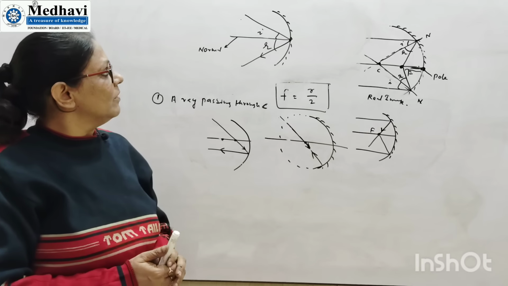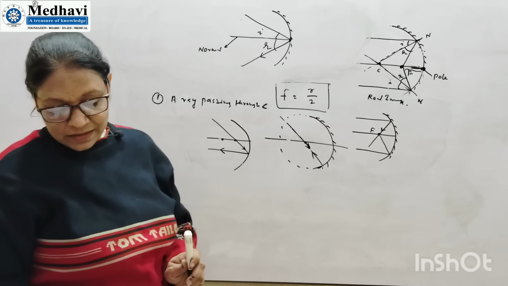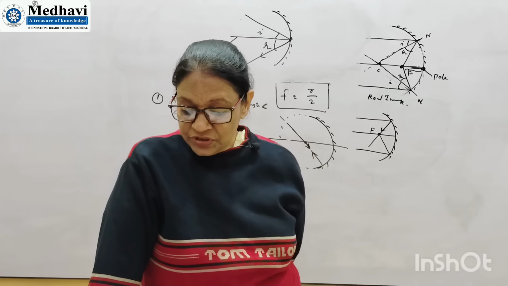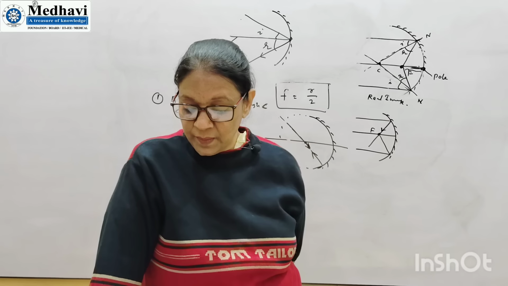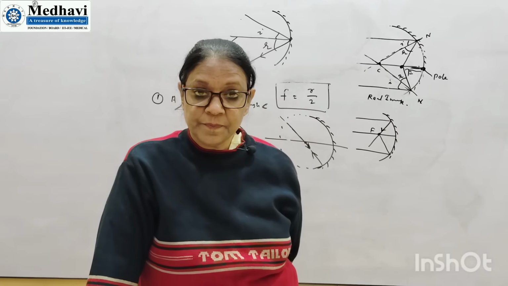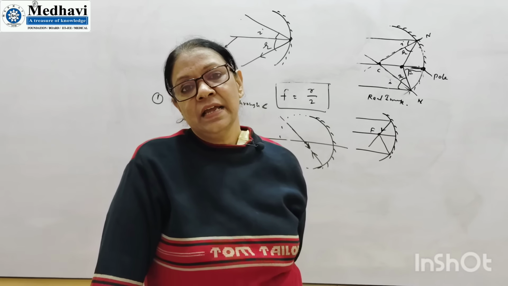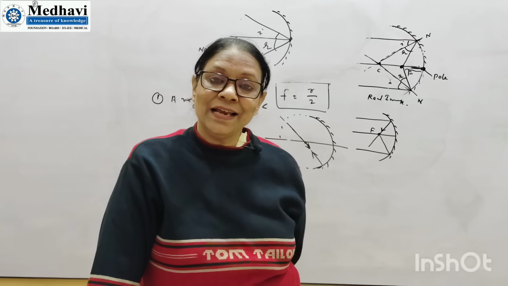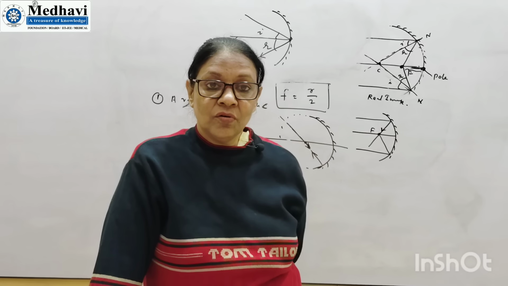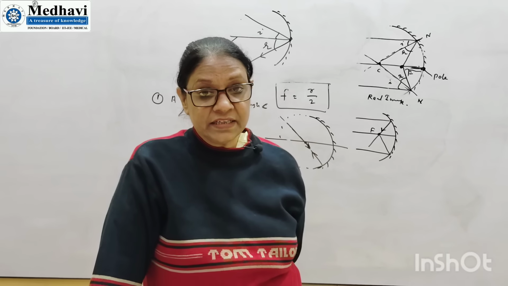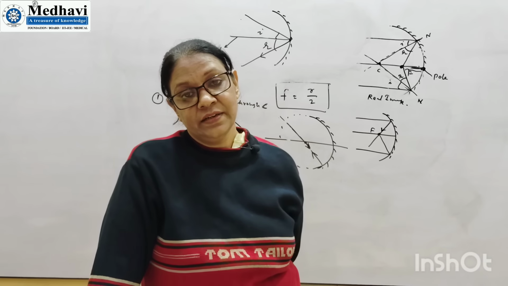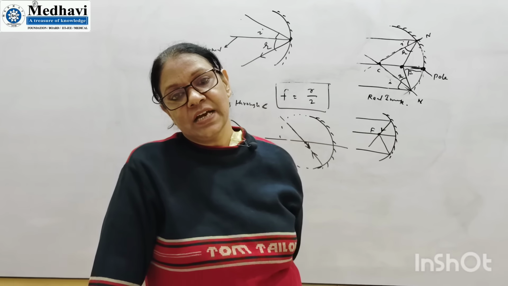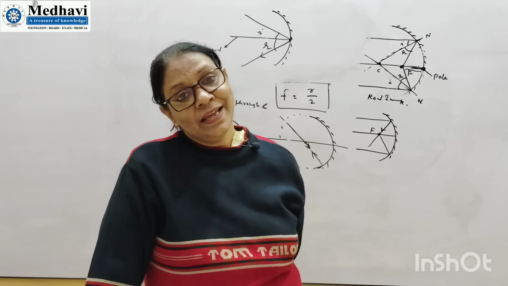So this is the information, and a table is given in the book that you have to memorize: the position, size and nature of the image formed by a concave mirror and a convex mirror. The only difference is that in a concave mirror, the maximum images are real and inverted. Some images are virtual and erect, but mostly they are real and inverted. Whereas in a convex mirror, the maximum images are virtual and erect.